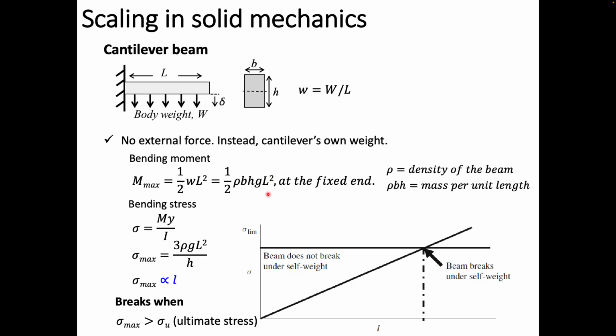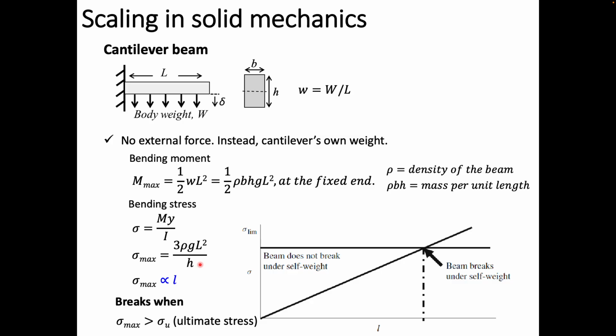From this bending moment, we can also obtain the bending stress. Bending stress can be obtained by this expression. Then the maximum bending stress: you substitute this in here and plug in y. And I we already know for this rectangular beam. The maximum bending stress is essentially 3 times density times gravitational acceleration times L to the power of 2 over H.